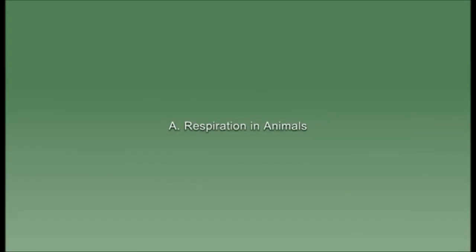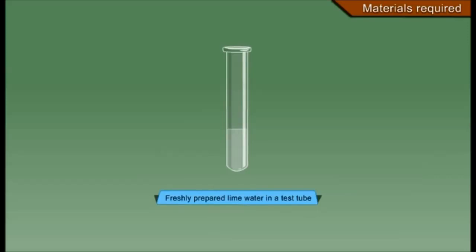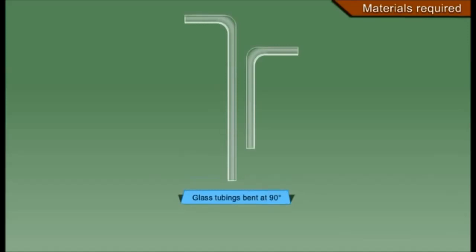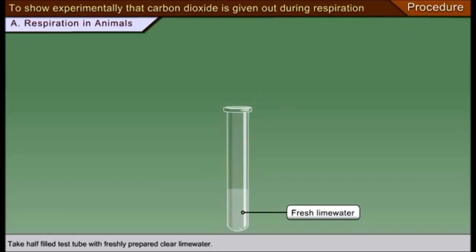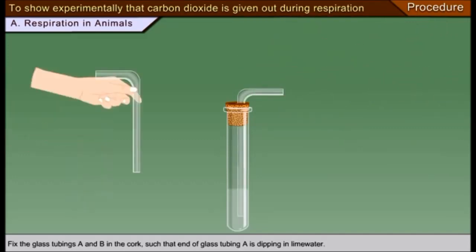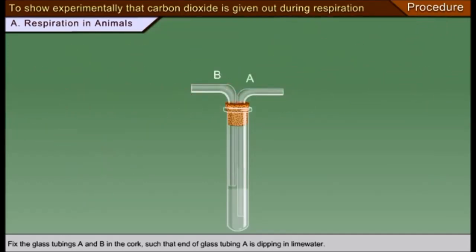Respiration in animals. Materials required: freshly prepared lime water in a test tube, cork with 2 holes, glass tubings bent at 90 degrees. Procedure: take a half-filled test tube with freshly prepared clear lime water. Fix the cork in the mouth of the test tube. Fix the glass tubings A and B in the cork such that the end of glass tubing A is dipping in lime water.